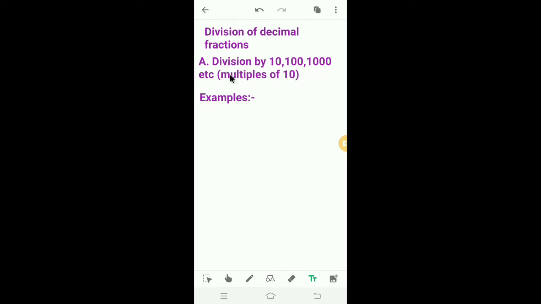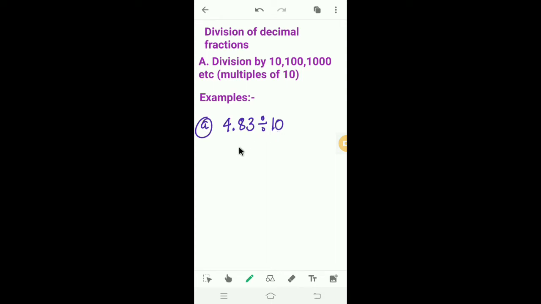Let's see. To divide a decimal fraction by 10, 100, 1000, etc., move the decimal point in the dividend by as many places to the left as there are zeros in the divisor. For example, first one, 4.83 divided by 10. Here we have to move the decimal point in the dividend by as many places to the left as there are zeros in the divisor. Here only one zero in the divisor.